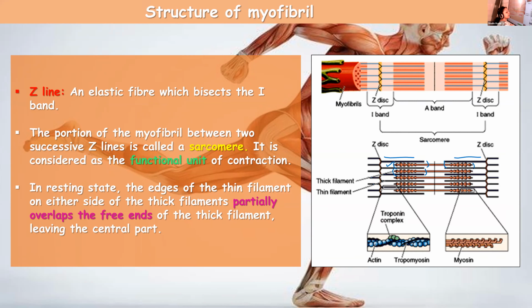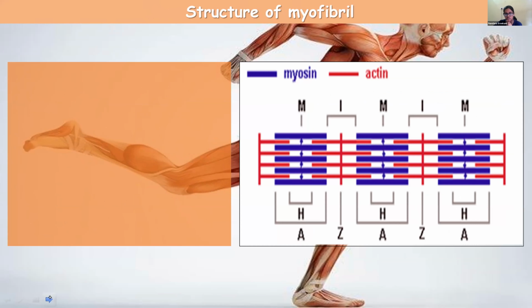Any doubt? Is that clear, children? Have you understood? When I show one more picture, I think it will be a little clearer. Here you see, myosin is given in blue color, actin in red color. Myosin is the thick filament, actin is the thin filament. The blue-colored ones are myosin filaments. On either side, you can see the red-colored actin filament overlapping the blue myosin filaments.